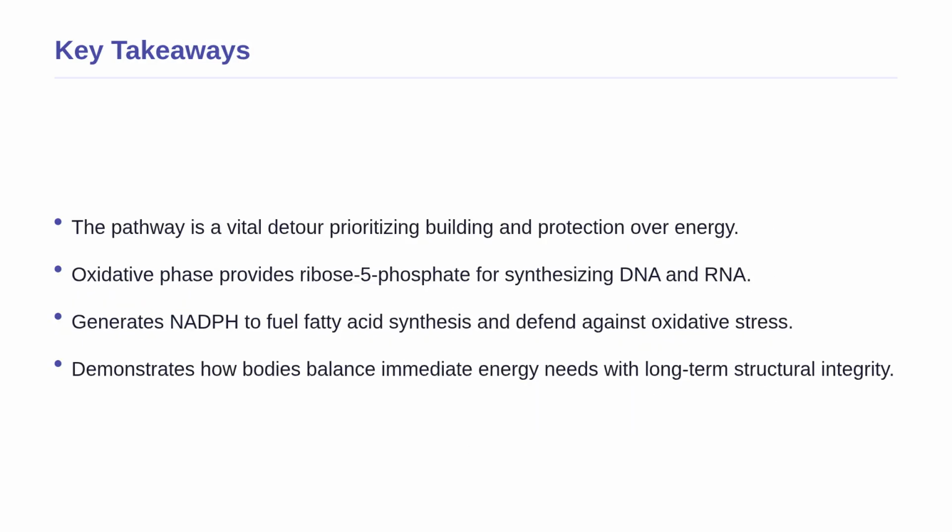As we wrap up this topic, let us review the most important ideas we have covered. The pentose phosphate pathway is not just a background process. It is a vital metabolic detour that prioritizes cellular building and protection over raw energy production. By oxidizing glucose 6-phosphate, it provides the essential ribose 5-phosphate, necessary for synthesizing DNA and RNA, ensuring cells can grow and divide properly. Simultaneously, it generates NADPH, a crucial reducing agent that defends our cells against lethal oxidative stress.